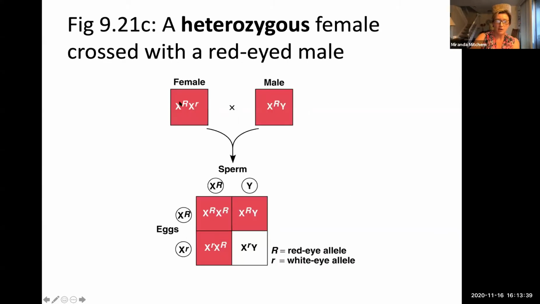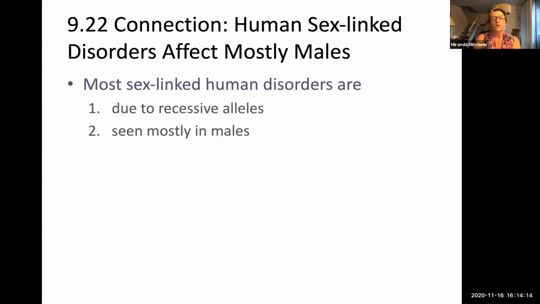Now we're going to cross a heterozygous female, so she's got both alleles, with a homozygous dominant male. And now we see the white eye again, because now we can get either an X big R, or we can get this combination, X little r coming from the female with the Y of the male. And this would be a recessive genotype and phenotype. So yes, most sex-linked disorders are due to recessive alleles, and they are seen much more commonly in males because it's easier to have the recessive genotype and phenotype when you only need one form of the allele.